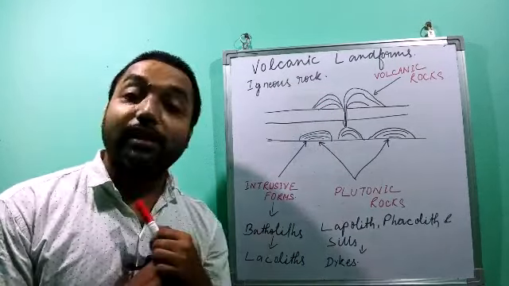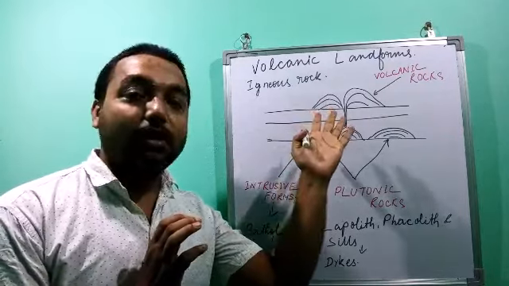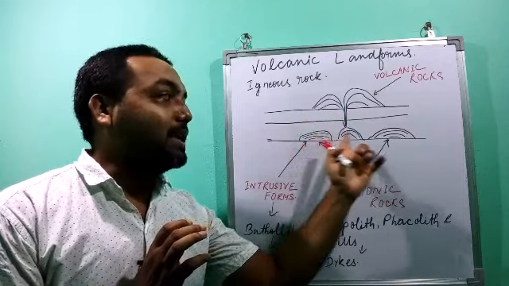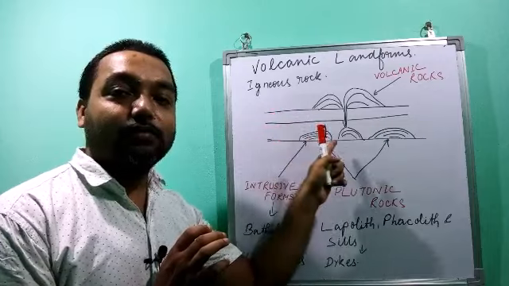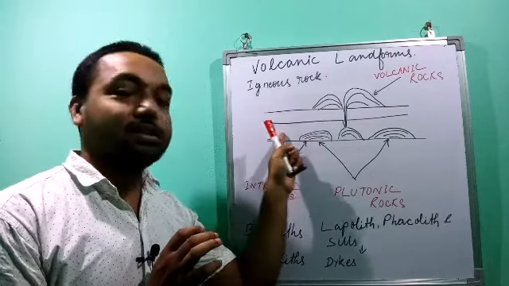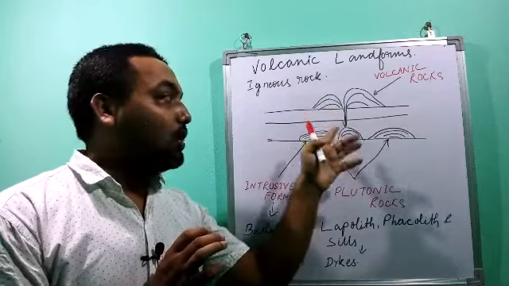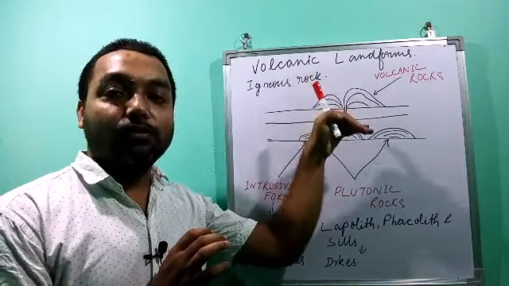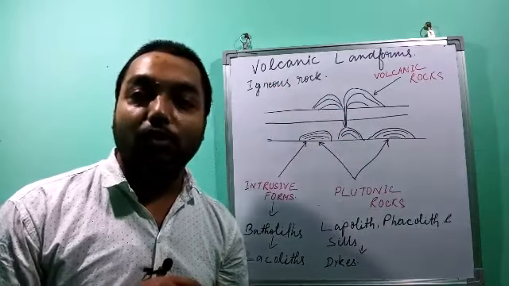Now this cooling down process of the magma may happen either on the surface of the earth or inside the earth. Suppose this is the surface of the earth and these are different layers of the earth. This is the crust and this is the mantle. Inside the earth only, it may cool down, or it may come up to the surface of the earth and cool down. In both cases it will be called igneous rock only.